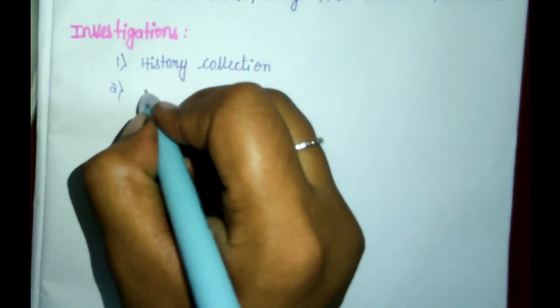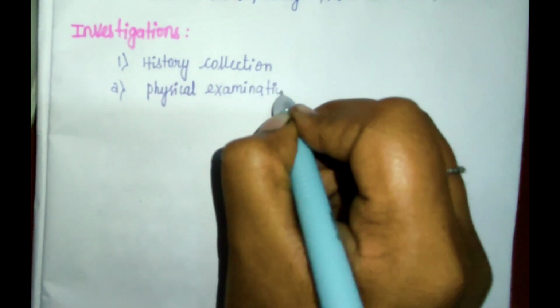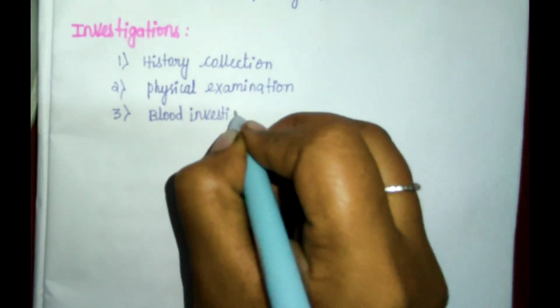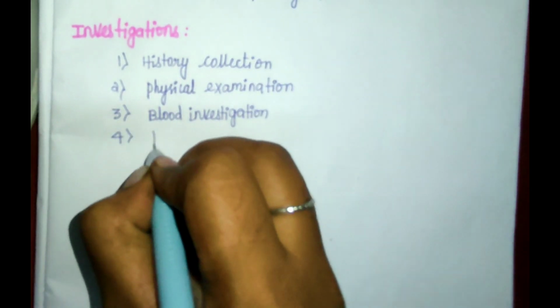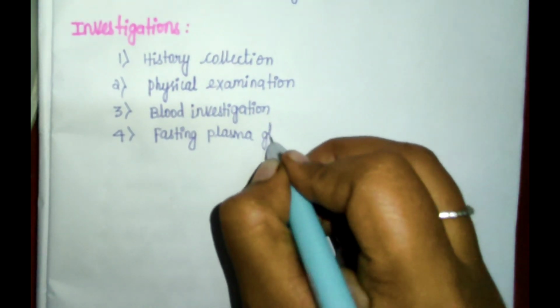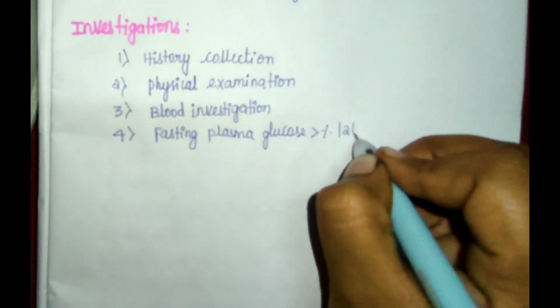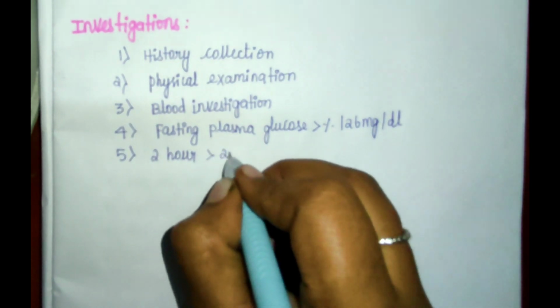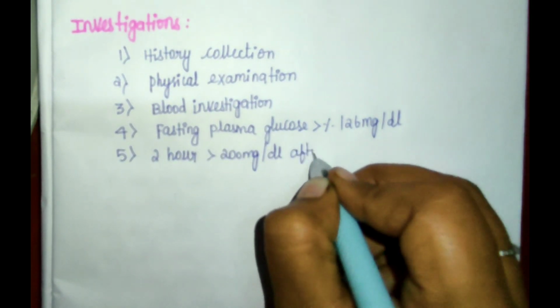First one is history collection. In history collection we have to collect the family history, whether there is any family history of gestational diabetes mellitus. And in physical examination we are going to check for obesity. Next one is blood investigation. Next we are going to see fasting plasma glucose level, which should be 126 mg/dL. And next, 2 hours, 200 mg/dL after 75 grams of glucose.